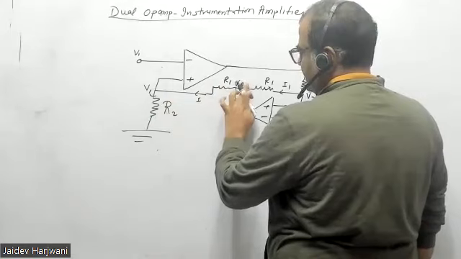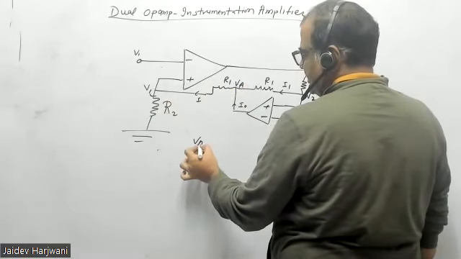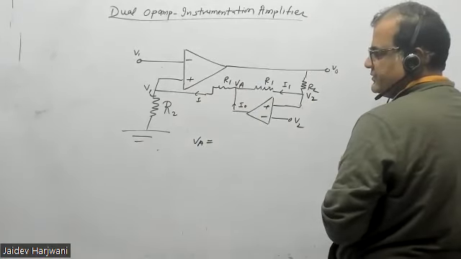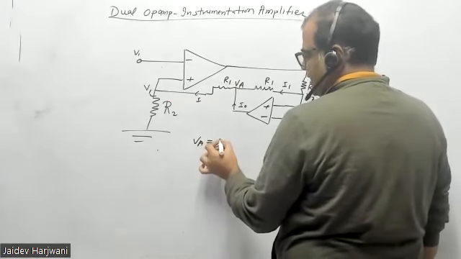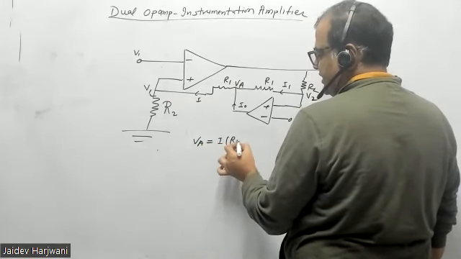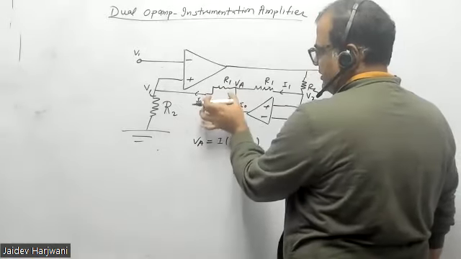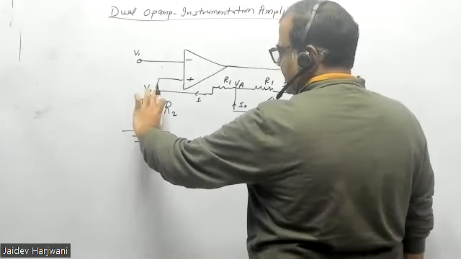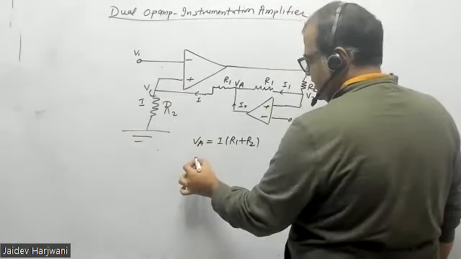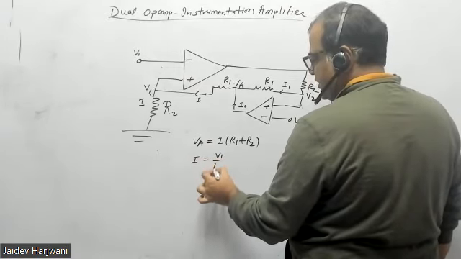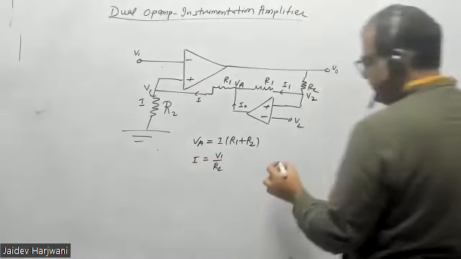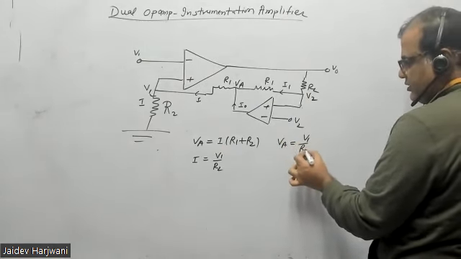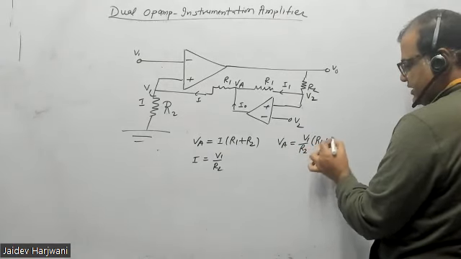So this is the ground and this is VA. My VA will be, tell me what is VA. If I know the current I, it is I into R1 plus R2, this drop plus this drop. How can I find I? I can find it like this. I is your V1 upon R2. So I got VA now. My VA becomes V1 upon R2 times R1 plus R2.